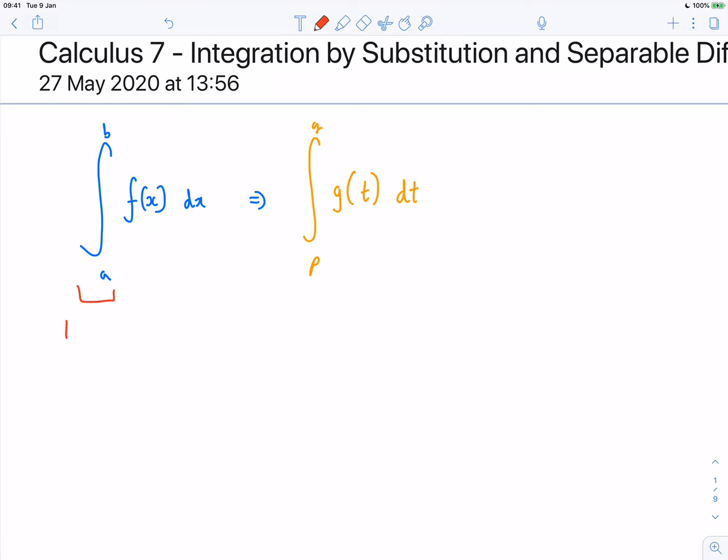First of all, you need to change the limits. Okay, now these limits are in terms of the variable at the end, dx. Okay, so this dt is an indication that this is saying that t equals p and t equals q. Okay, so one, the limits need to change.